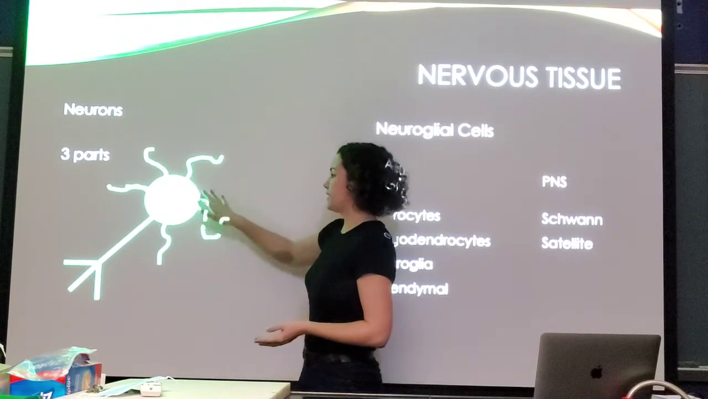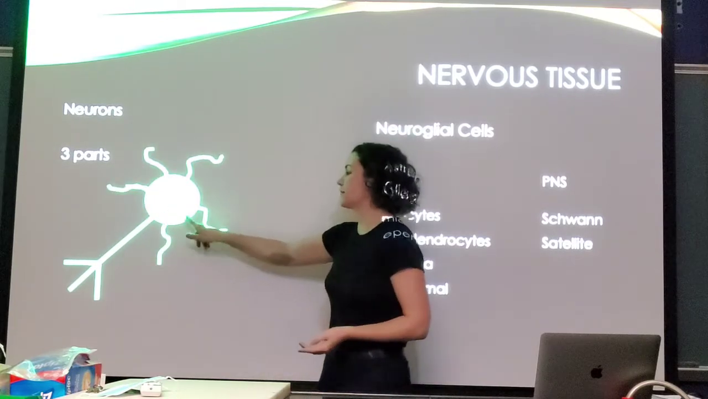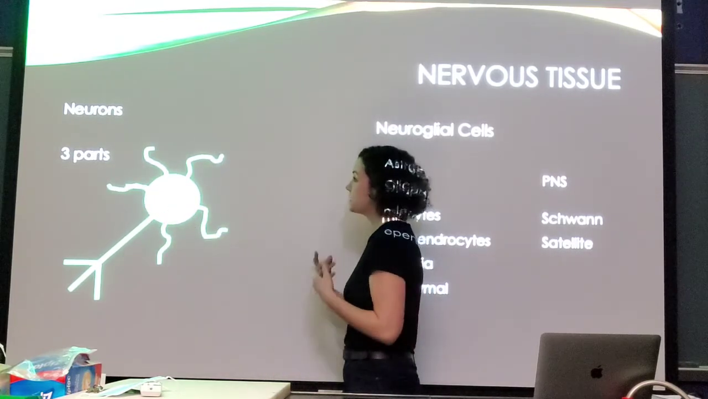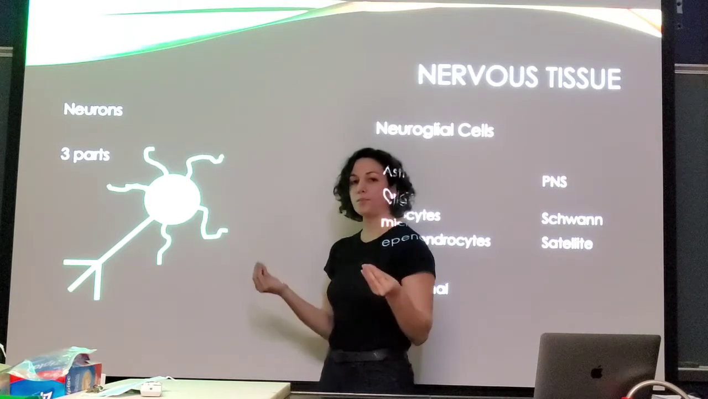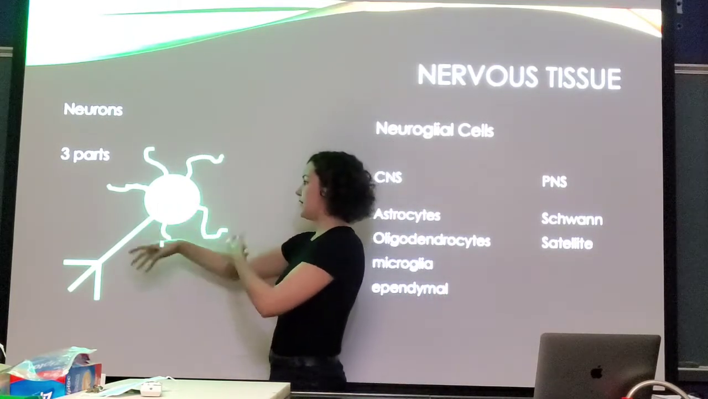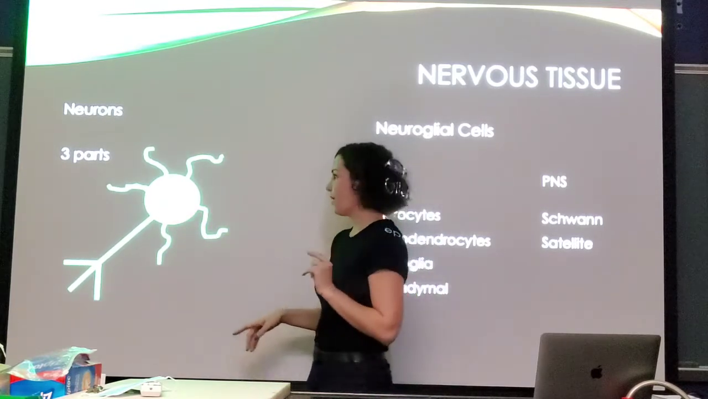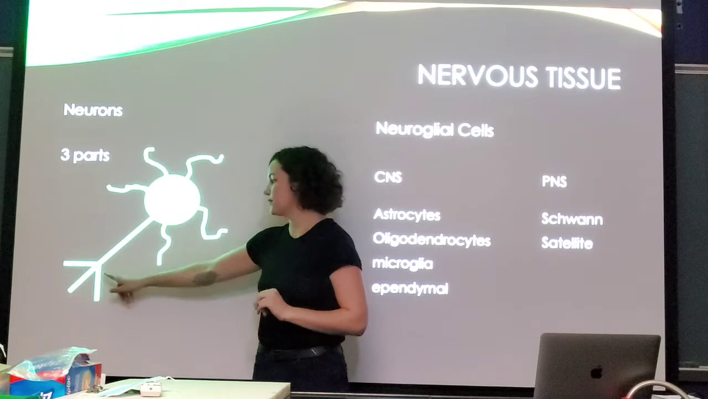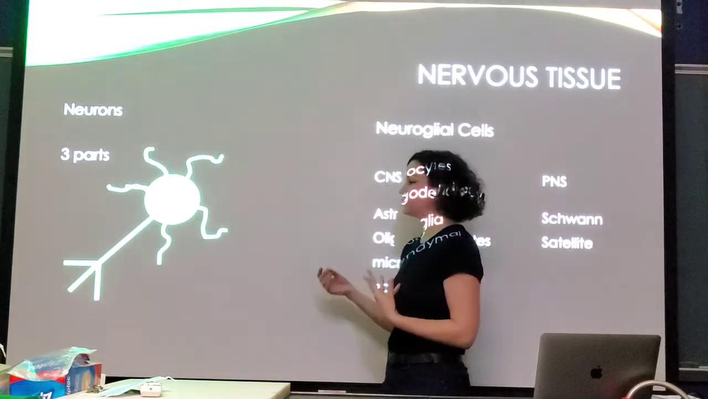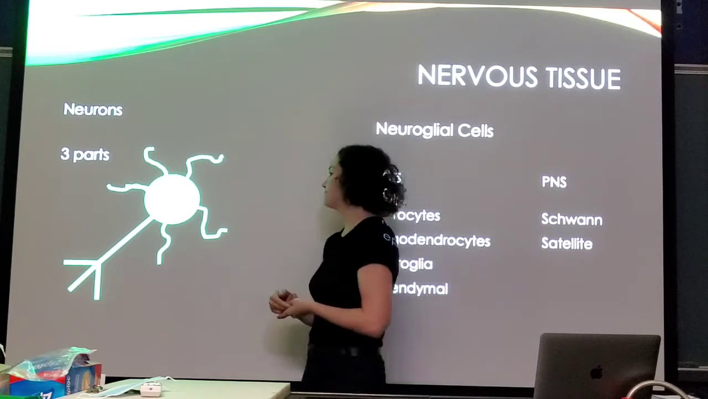We also have dendrites, which are shown by these squiggly lines coming off of the cell body. Dendrites are actually what receives the signal first. It gets transmitted and processed in the cell body, and then the last part of a neuron is the axon. The axon then transmits the signals to other cells in the body, okay?